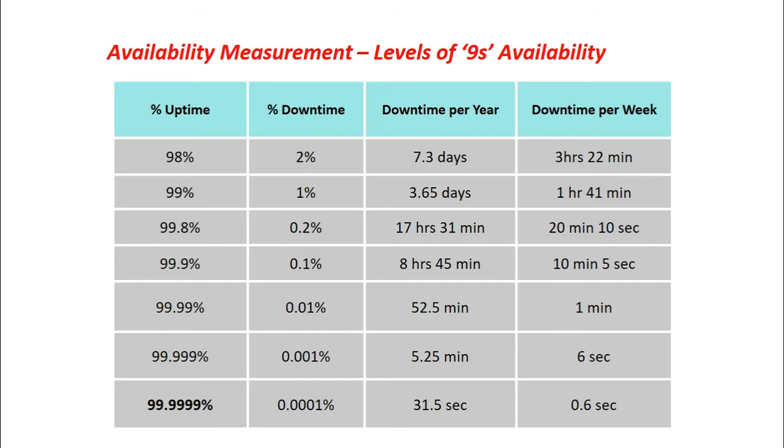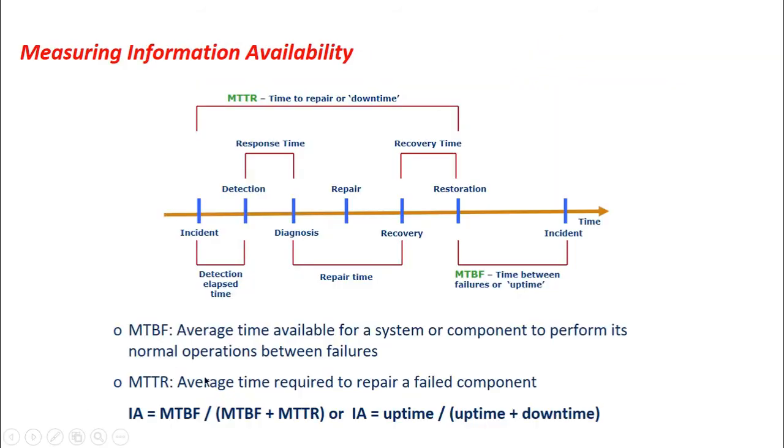Right? Just remember, information availability is a measure of for what duration the system is up and running. It is given as the quotient of mean time between failures divided by the sum of mean time between failures and the mean time to repair, or it is also given as uptime divided by the sum of uptime and downtime.